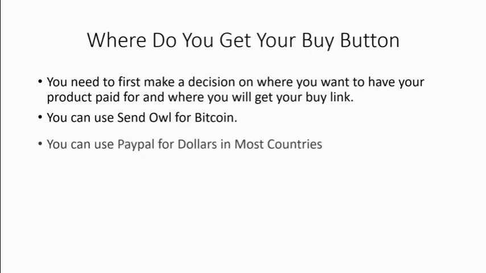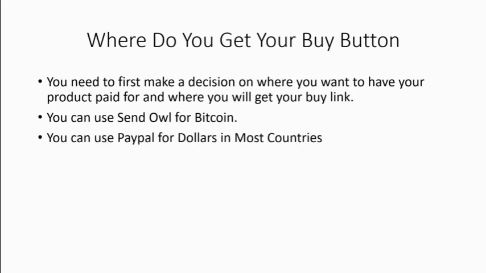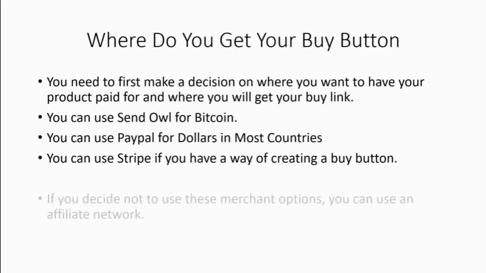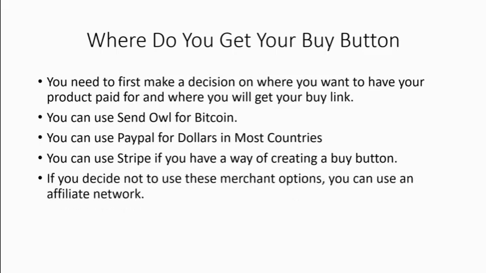You can also, of course, use PayPal for dollars from most countries. So depending on where you are in the world, you're probably going to use PayPal. And if you don't use PayPal, you can use Stripe. And typically, if you're going to use Stripe, you're going to have some kind of third-party intermediary that will turn Stripe's coding into your buy button, right? But if you have Stripe, you have PayPal. If you want to use Bitcoin, you can do all of those three mediums. And you can use any of these merchants.